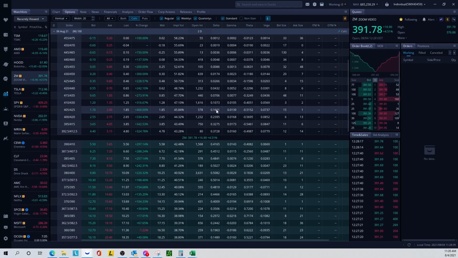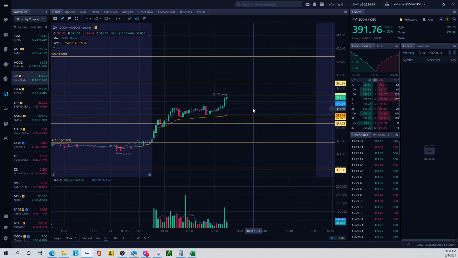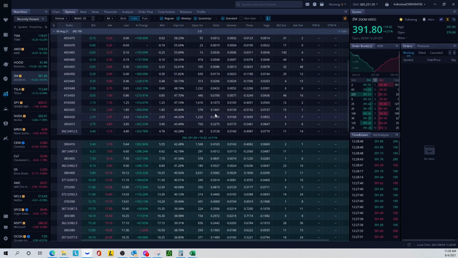So right now, I'll just watch what it does. It's approaching this resistance level again, and we see these prices increasing. Since I'm looking at the 16 delta, that's the trade I plan to take. Once I confirm resistance and a pivot to the downside, then I take that trade.